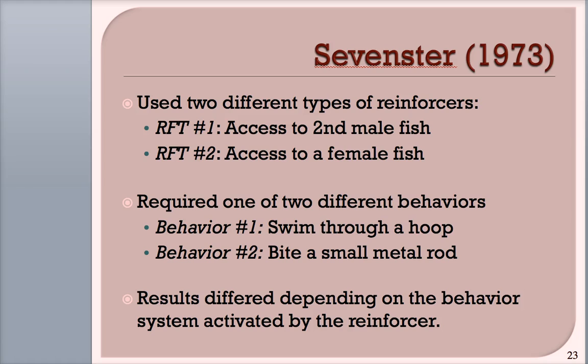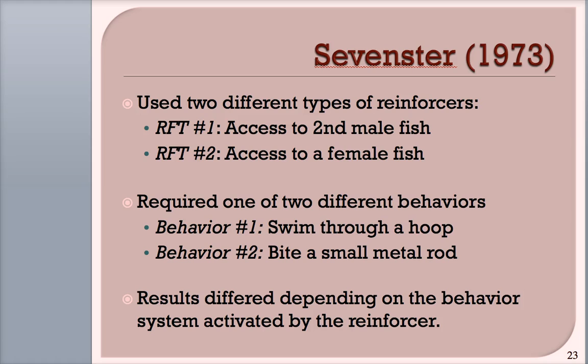And the 2 behaviors that he requires are swimming through a hoop or biting a metal rod. Now what that means is the first behavior, swimming through a hoop, it's sort of like the little hoop on the end of the stick that you use to blow bubbles. It's a small hoop, and it's suspended into the fish's tank. And the goal is to get the fish to swim through the hoop. And if he does, or as he gets closer to the hoop, he receives reinforcers.